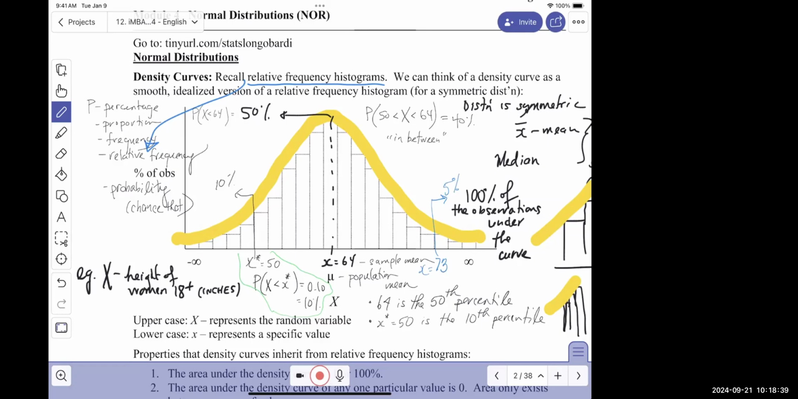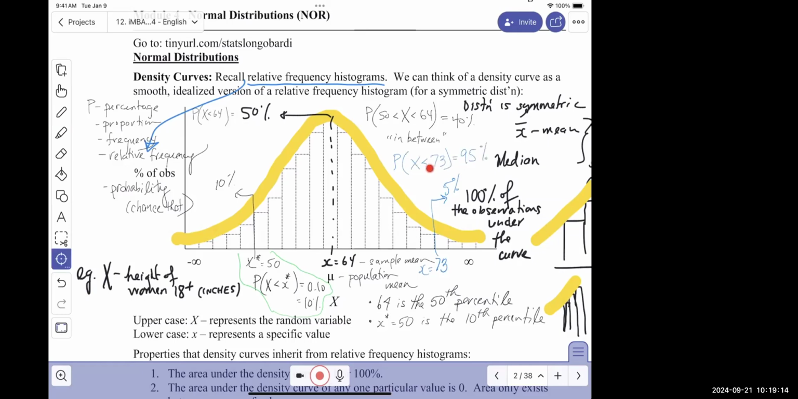What do we call 73? That would be then the 95th percentile. Does everybody get it? Yes, you're right, Sal. So we write P. We can write it two ways. X less than 73 equals 95%.